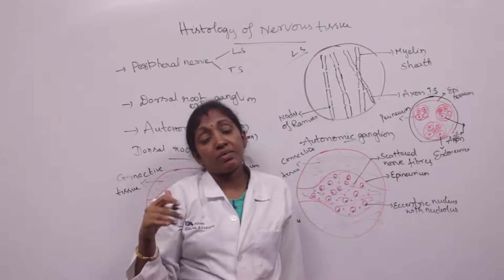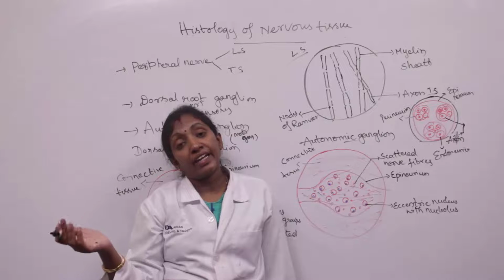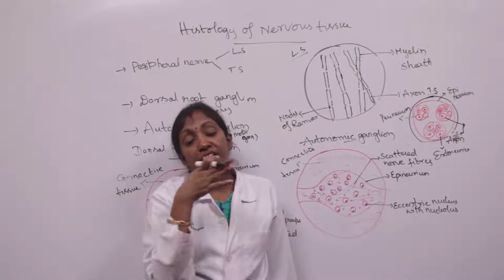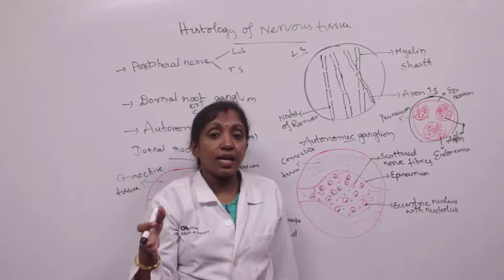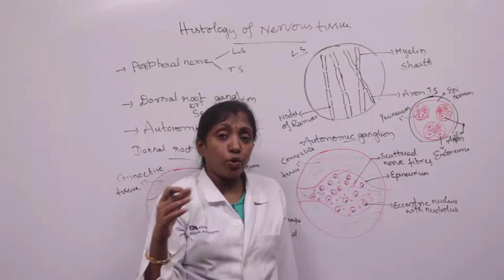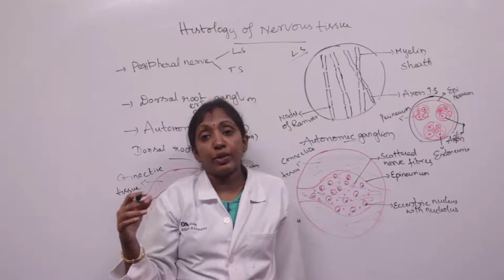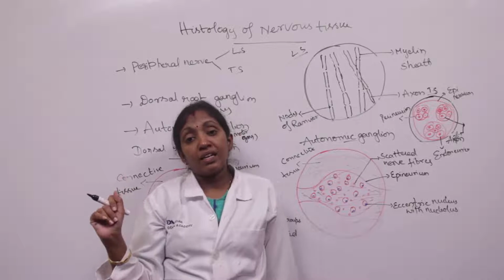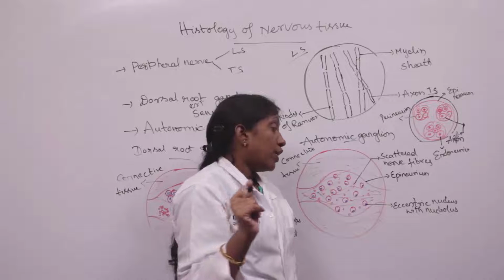Okay, so the epineurium, a connective tissue, surrounds the entire nerve trunk, and this epineurium sends septa which divide the nerve fibers into groups. And the groups of nerve fibers are surrounded by perineurium, and each nerve fiber is surrounded by endoneurium.